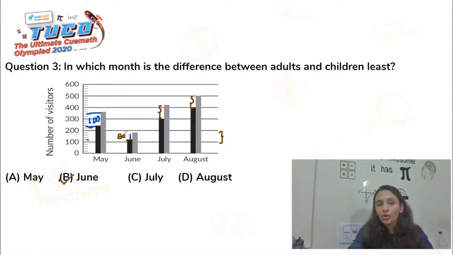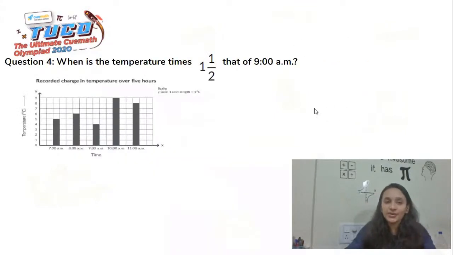You can also draw parallels so that they touch these numbers and you can actually find the difference. But even by looking at it, we can say that the least difference between the adults and the children is in the month of June. Moving on to the next question.